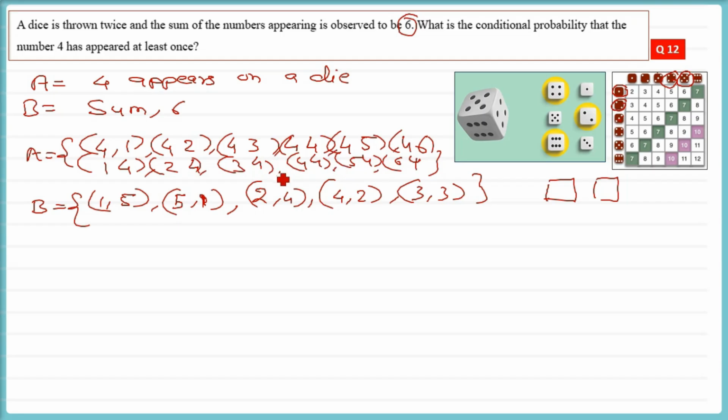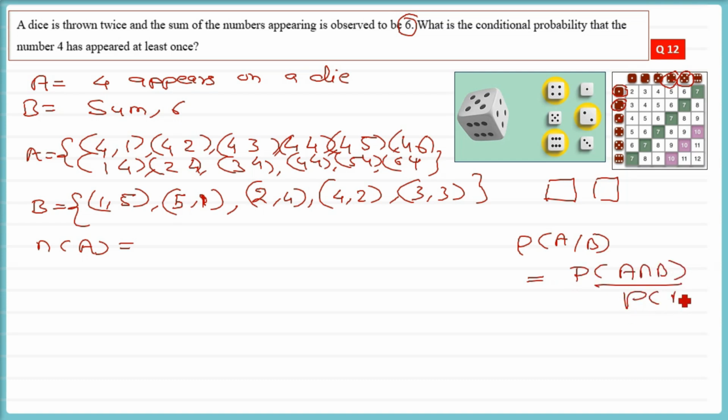But we are interested in the number of elements in A and in B, because in order to compute the probability we need the numbers. What is the number of elements in A? We don't require it. Do we require it? Because the probability of A given B is the probability of A intersection B divided by the probability of B. So you don't need to compute N A. N B is required. There are 5 elements in here.